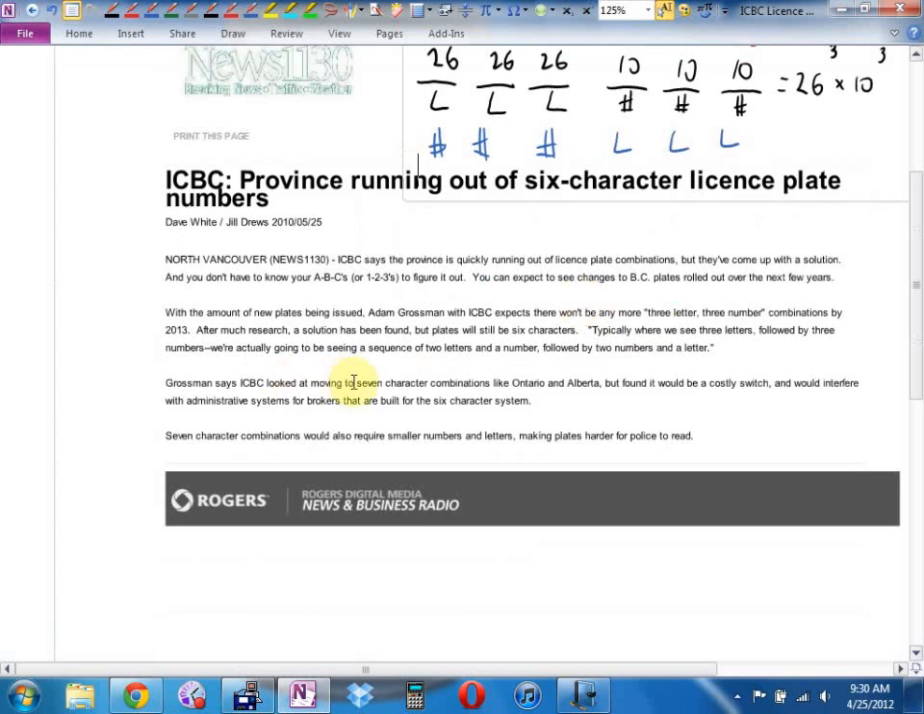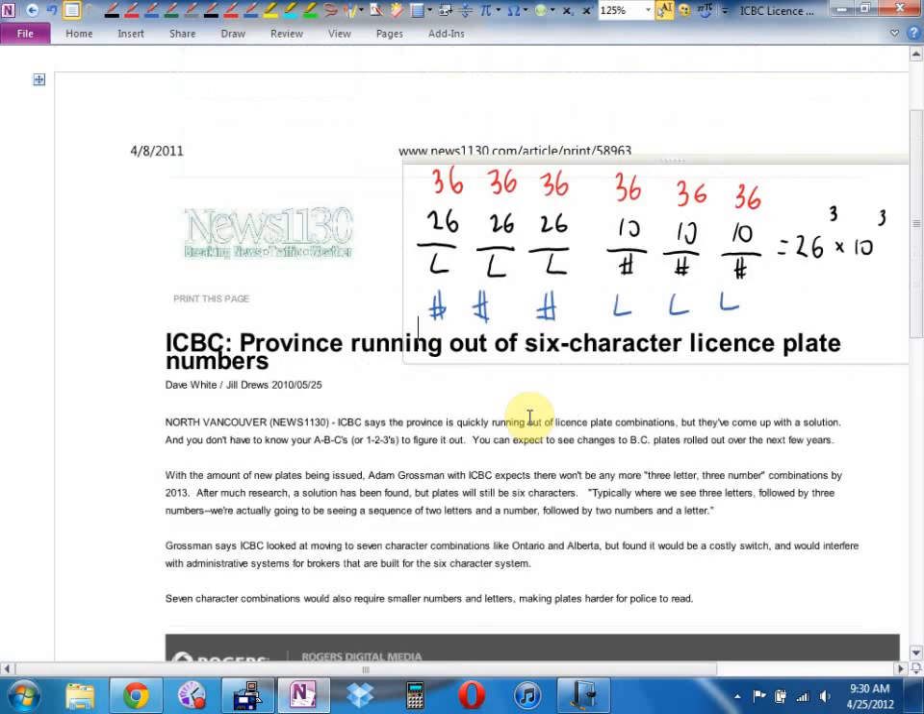It says ICBC looked at moving to 7-character combinations like Ontario and Alberta, but found it would be a costly switch and would interfere with administrative systems for brokers that are built for a 6-character system. So this was a fairly easy compromise. Math in the news. Now you can work on the homework.